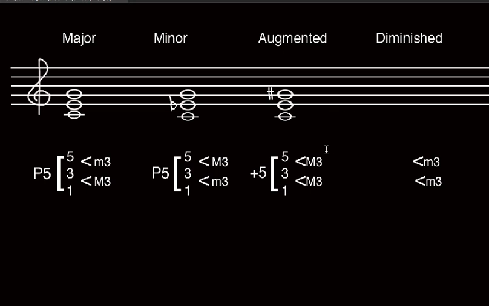So you can do the formula of the first to the third being a major third interval, then the third going to the fifth being a major third interval, or you could simply take a major triad and raise the fifth up by a half step. That way you'll also get an augmented triad. This is what the augmented triad sounds like.